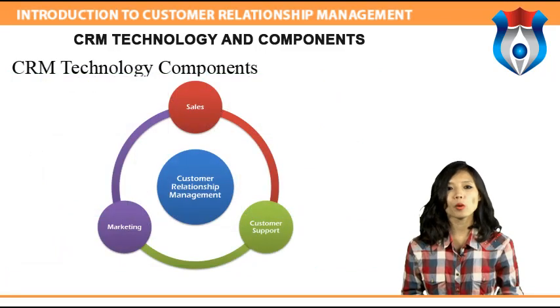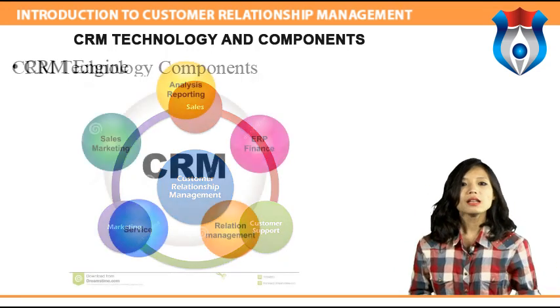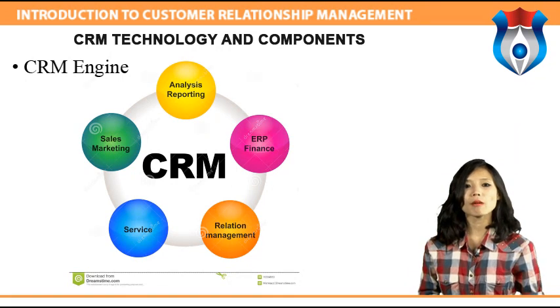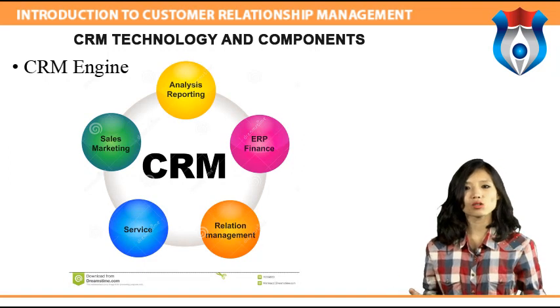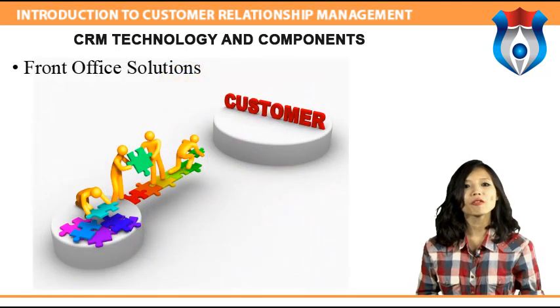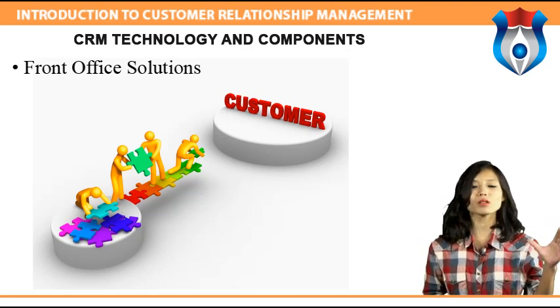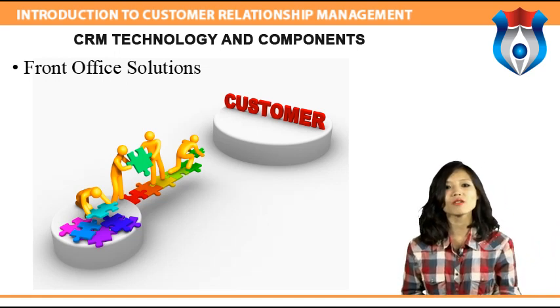CRM technology components. The following are the components which are common to different CRM approaches. CRM engine: this could be the customer data repository, the data mart, or the data warehouse, where all the data on the customer is captured and stored. This could include basic stuff such as name, address, telephone number, birth date, etc. Front office solution: these are the unified applications that run on top of the customer data warehouse. They could be sales force automation, marketing automation, or service and support customer interaction applications.